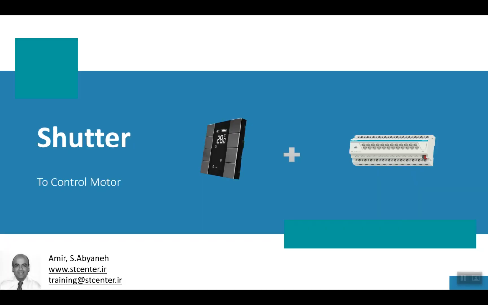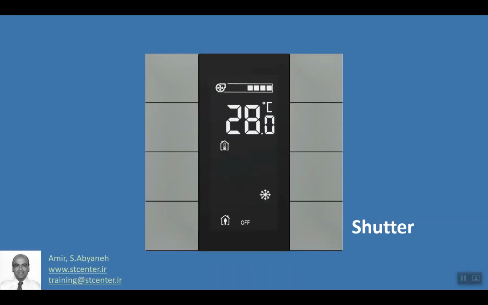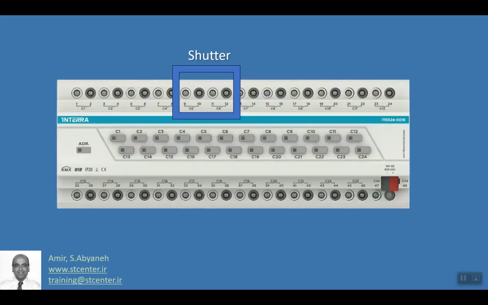Okay, let's start. So what we need is to control the shutter, or we can say control the AC motor, with 4 wire by the combo switch and the keypad. So this is a keypad. We want to use the button number 8 to control the shutter in this example. So in the switch actuator, or we can say the combo switch, we want to use the output C5 and C6 as a one channel to control the motor.